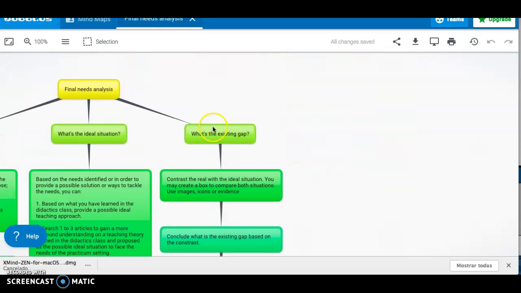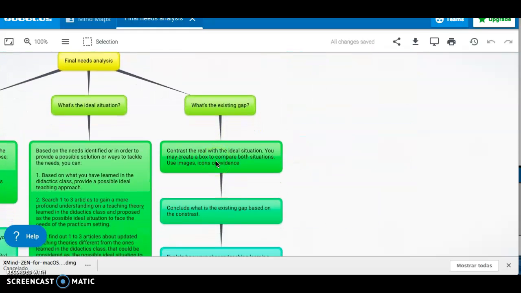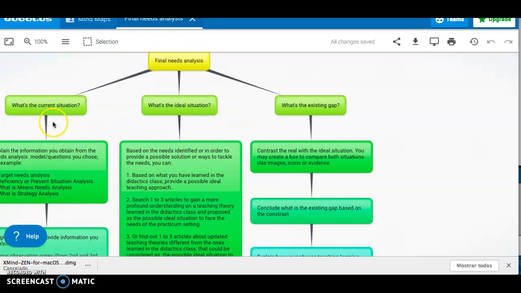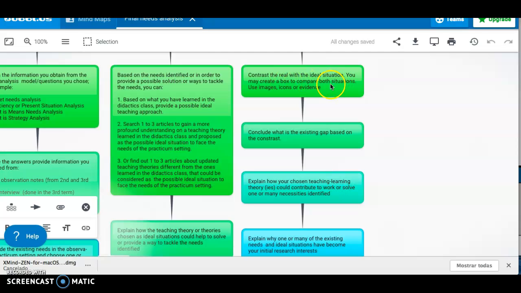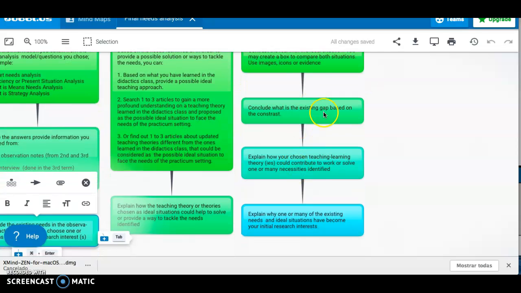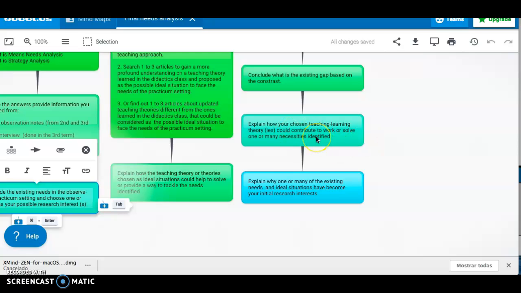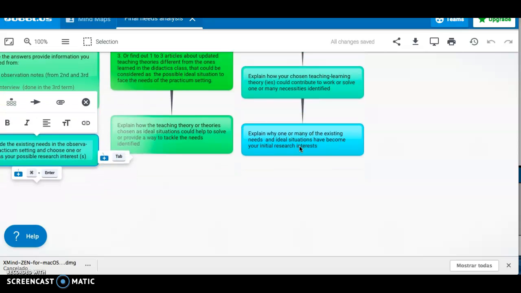In the last question, you will contrast or compare the current situation with the ideal situation. You can have a box comparing both. And you conclude what's the existing gap, what is the missing information, what is the bridge you have to build in order to reach that ideal situation. And explain how the teaching learning theory or theories could contribute to solve the problem, and explain why this becomes your research interest.